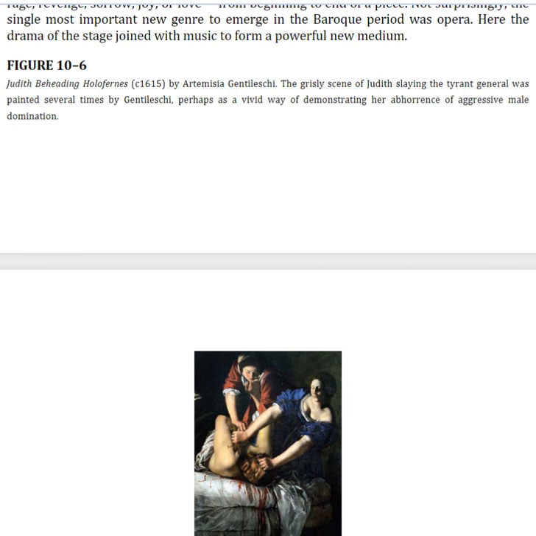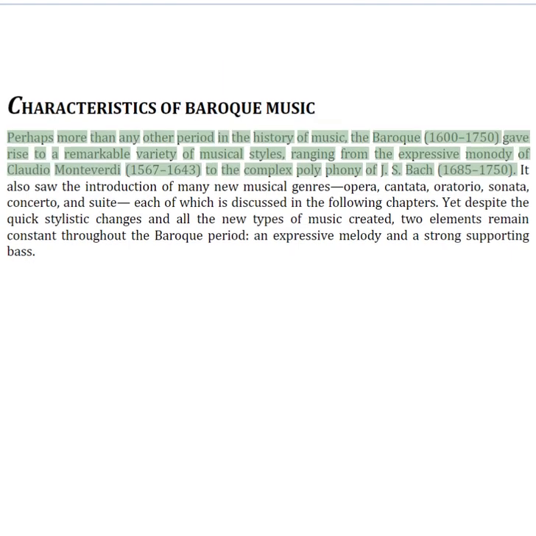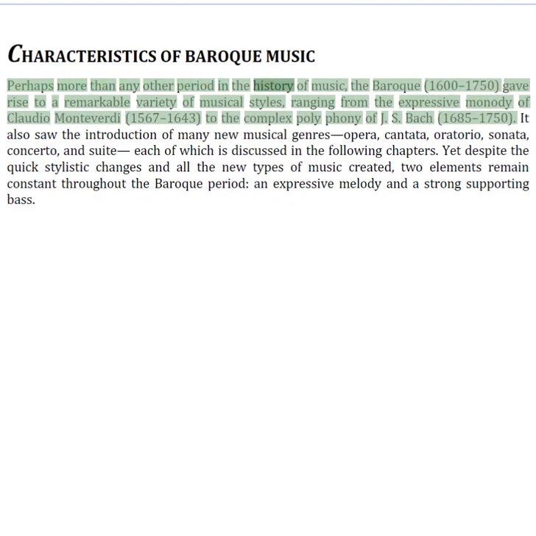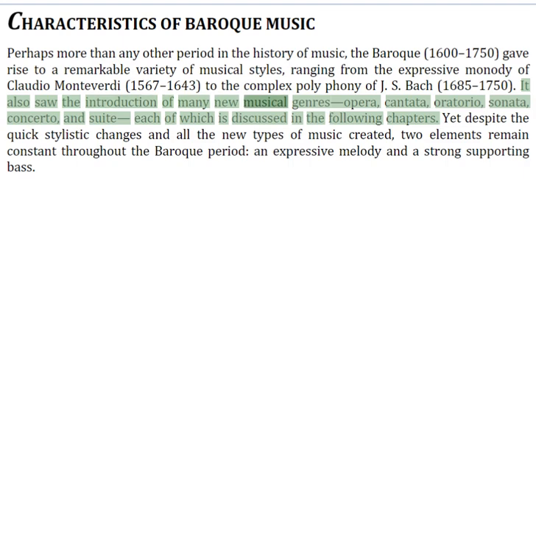Characteristics of Baroque music. Perhaps more than any other period in the history of music, the Baroque gave rise to a remarkable variety of musical styles, ranging from the expressive monody of Claudio Monteverdi to the complex polyphony of J.S. Bach. It also saw the introduction of many new musical genres: opera, cantata, oratorio, sonata, concerto, and suite, each of which is discussed in the following chapters.